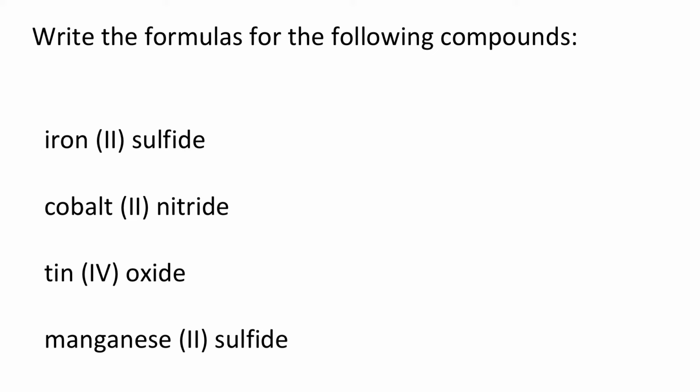So let's look at the answers now. For the very first one, iron 2 sulfide, I'm going to write that out as Fe2+, and S has a 2 minus charge. Therefore, the final formula for this iron 2 sulfide compound would be FeS.